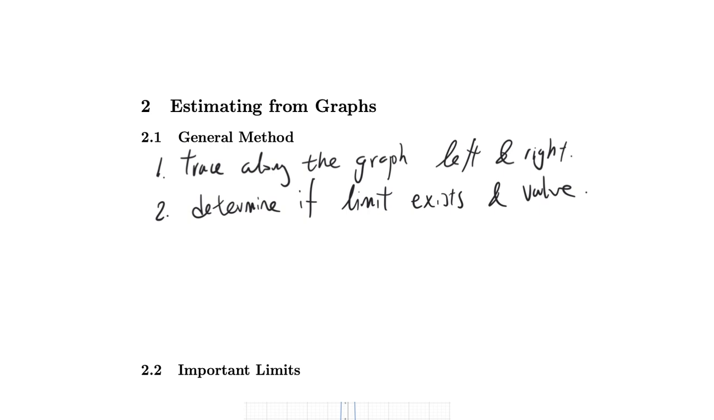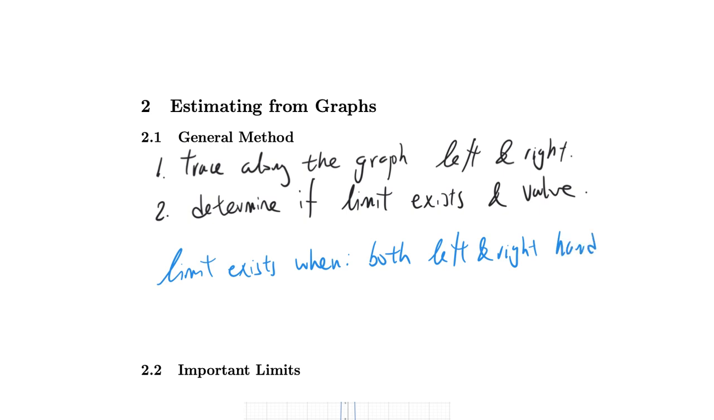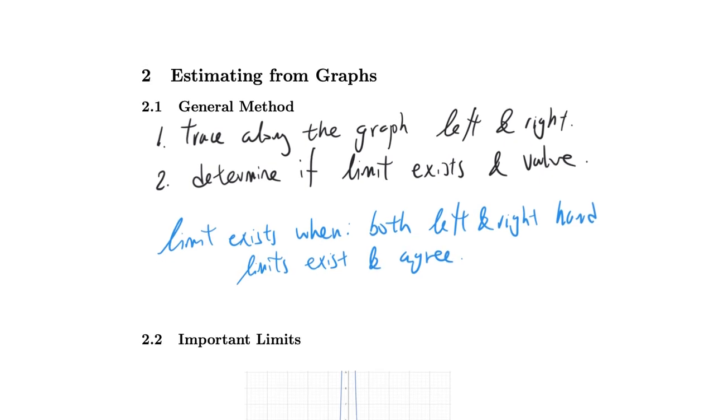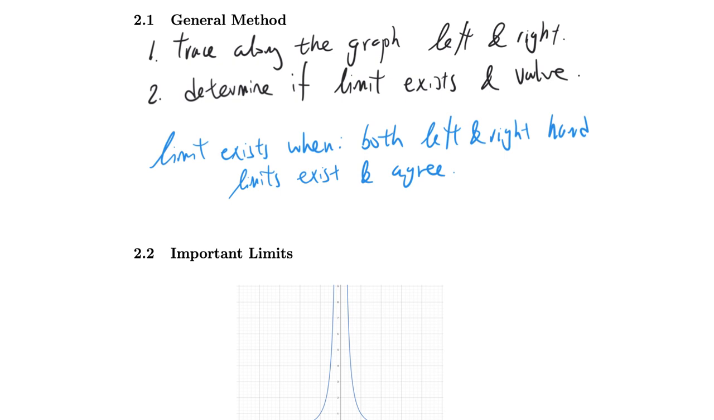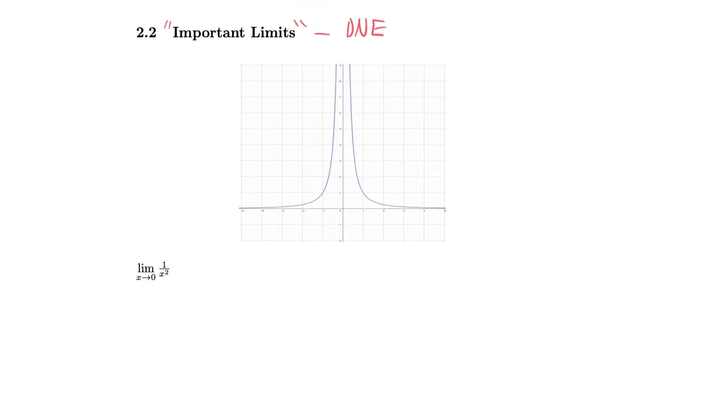And just as review, last session we covered the conditions under which a limit exists. So a limit exists when both the left-hand and right-hand limits exist and agree. Now, using this methodology, we're going to look at a couple of examples, some important limits where the limit does not exist. And we're going to see what types of conditions might constitute a does not exist.